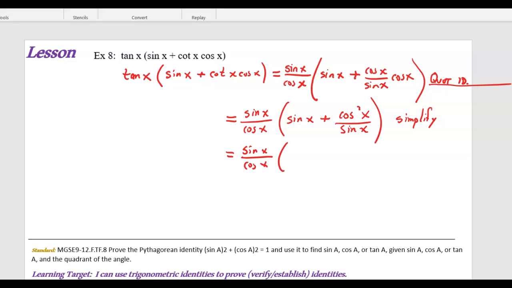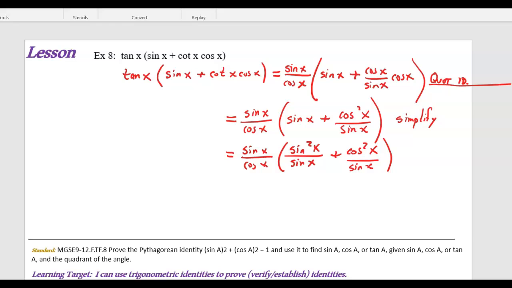Once again, at this point, it's just all algebra. I'm going to rewrite sine of x as sine squared of x over sine of x. I'm going to build a fraction with a common denominator. I can start to see where I'm going here. So how do I know that's true? I just built it.